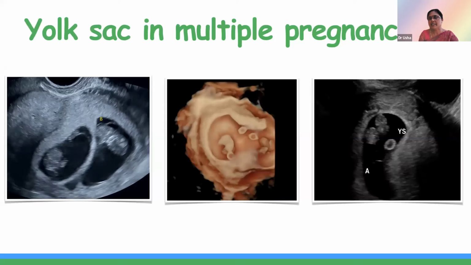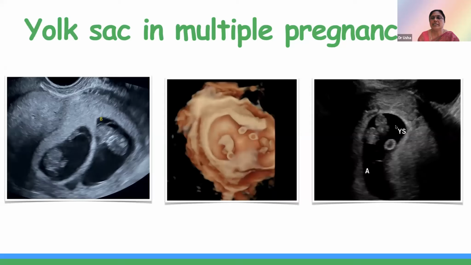So the yolk sac helps us to identify the amnionicity in multiple pregnancies, because the number of yolk sacs corresponds to the number of amnions. Here in this picture, we can see there are two sacs, and you can see a little bit of chorionic tissue between these two membranes. This is called the lambda sign. So when you see a lambda sign and two sacs like this, we all know it is a dichorionic pregnancy.